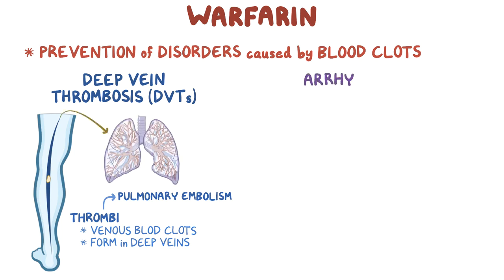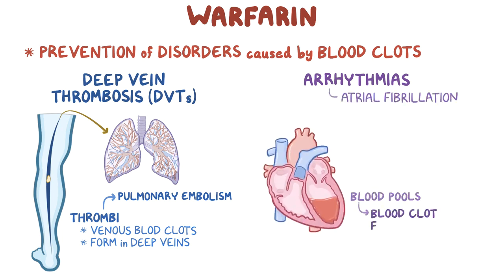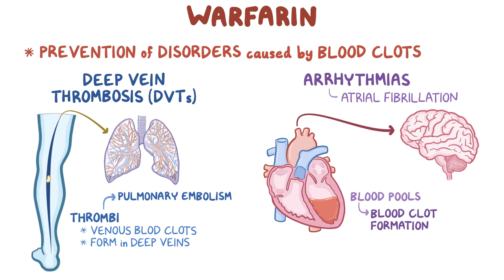In people with arrhythmias, or particularly atrial fibrillation, the blood could pool in the heart, leading to blood clot formation. These clots then get pumped out of the heart and make their way to the brain, where they block off cerebral arteries and cause strokes. Other common causes of blood clot formation in the heart include prosthetic heart valves and recent myocardial infarctions.